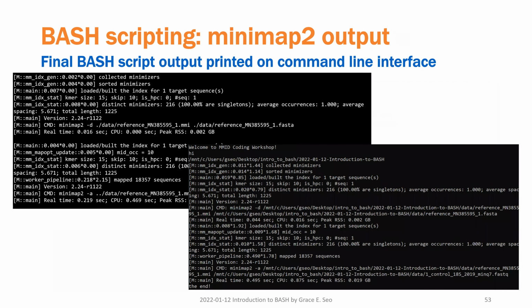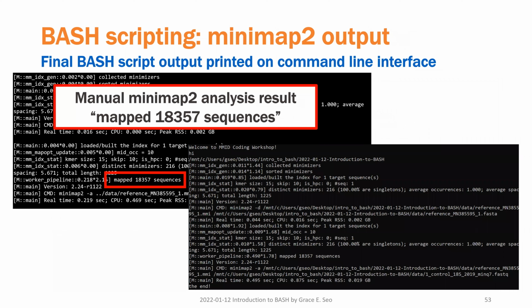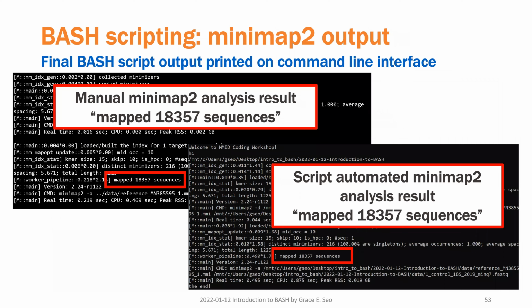Now, on the left is the final result that we saw earlier when we were running Minimap2 manually. On the right is the final result that we got from the script we just created. So in the end, we got the same output using both the manual and automated approach. This is one way to verify if your script ran properly: by comparing the results of your manual and automated approach.